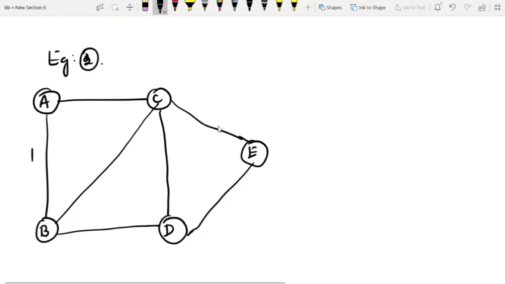Let me take the weights. Let me take this to be 1, this to be 2, this to be 5, this to be 2, this to be 5. Let me take this to be 5, let me take this to be 2, right? So these are the weights that I am going to give.